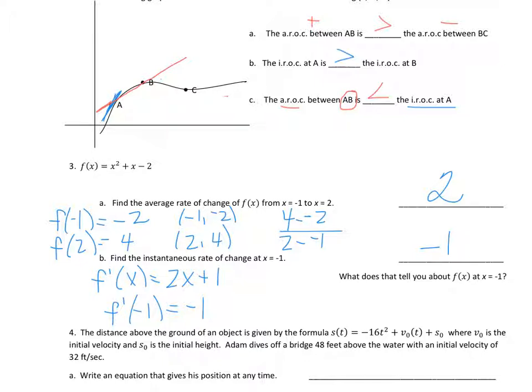Now, what does that tell you about f of x at -1? If you know the derivative is negative, what do you know? If you know the derivative is negative, you know that f is decreasing. f would be decreasing at x equals -1 because the derivative is negative. Okay, so we see how we kind of pull it together.